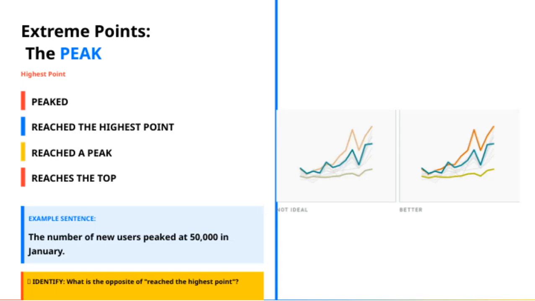Let's look at the key question here. What is the opposite of reached the highest point? Think about terms like bottomed out or declined. These phrases help us understand the concept of moving away from a peak or maximum.